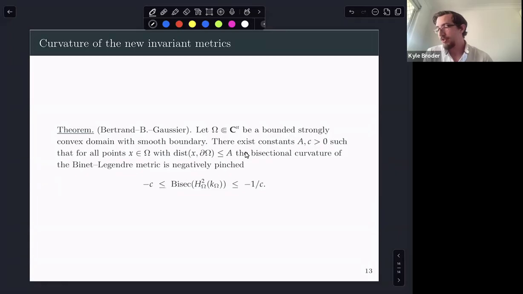And this uses properties of the Kobayashi metric and a convergence argument. This is one of the more technical aspects of the paper, and it's the reason for it being delayed on the archive. But yeah, I think I'll stop there.